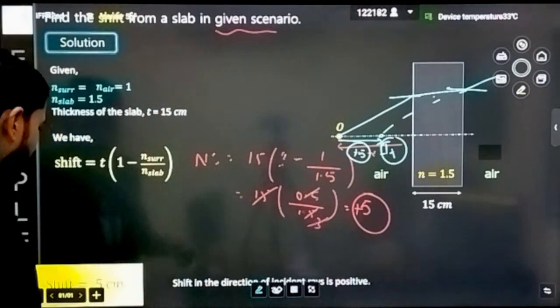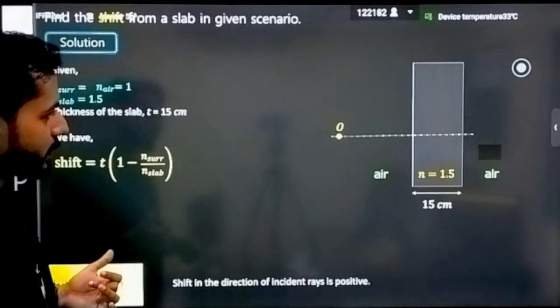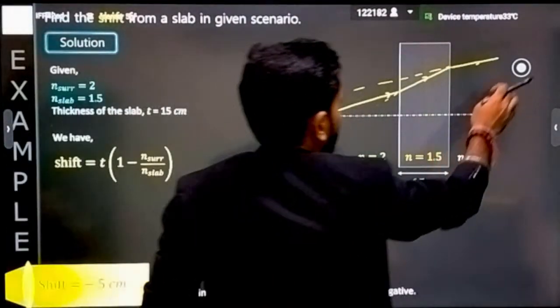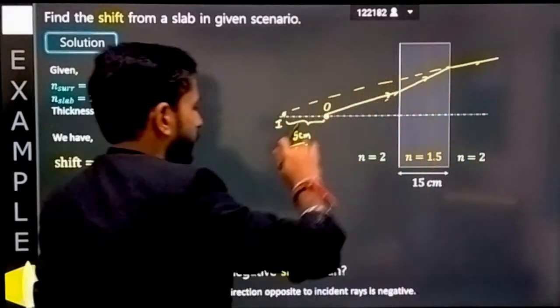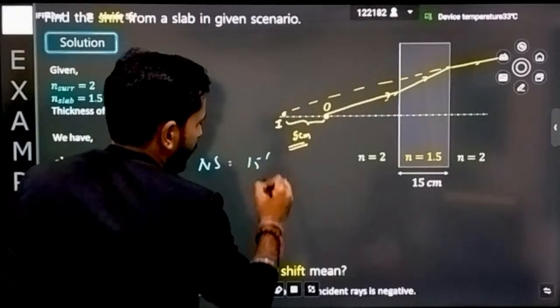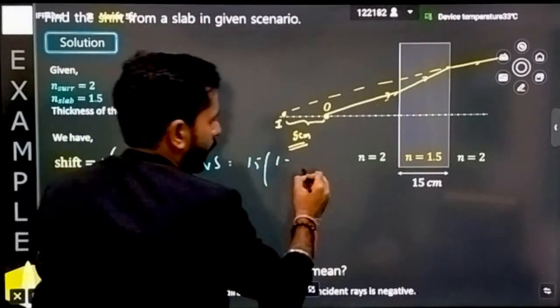Clear? Now what will happen if it is negative? This question, solve. Here is a ray diagram that I have already drawn. Check here what normal shift is coming. Again you will be writing 1 minus n of surrounding.